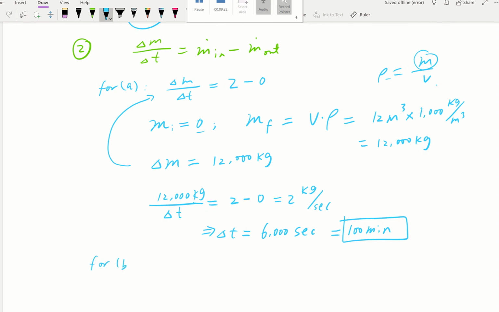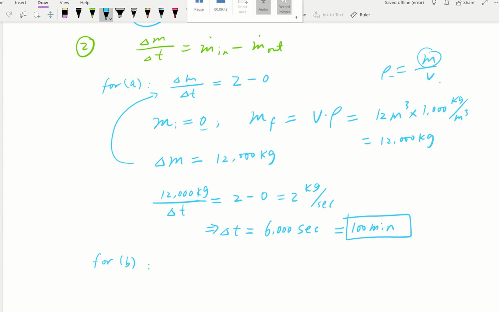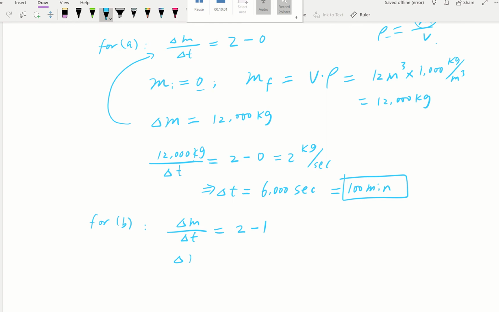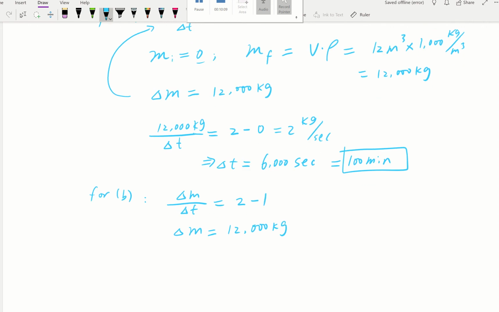And now I want you to think about how to solve for B. For B, intuitively, you know it's going to take longer because there's some leak during the process, right? However, we're using the same logic, and I encourage you to go ahead and do this by yourself and then come back to check and see if it's the same answer. So delta m over delta t is going to be mass flow rate coming in, which is 2, and mass flow rate out is 1. And here it's the same: from empty to completely full, delta m is 12,000 kilograms. Then plug it in.